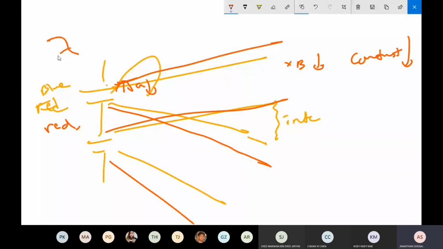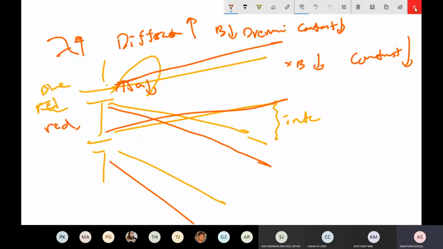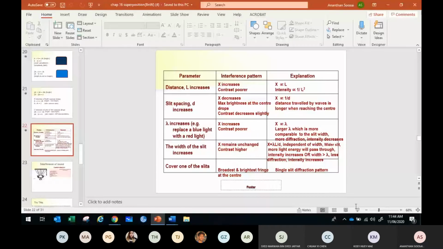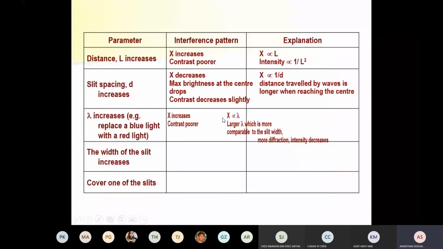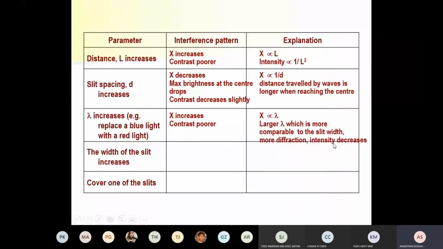So the conclusion is, as wavelength increases, diffraction is more significant. Diffraction increases, so the bright spot is dimmer, the dark remains. So contrast decreases. Okay, any questions from here? So that's the point. When lambda increases, contrast gets poorer. A larger wavelength is more comparable to the slit width, so more diffraction and intensity decreases.